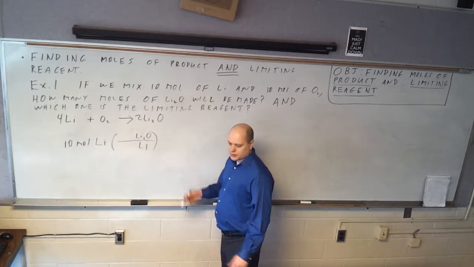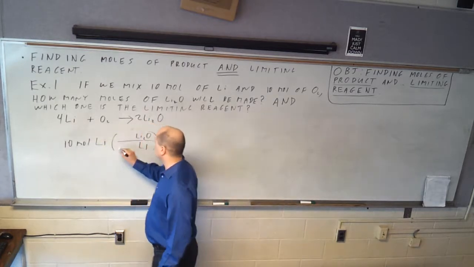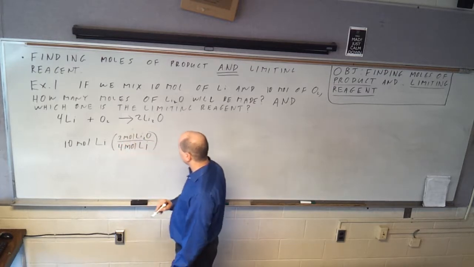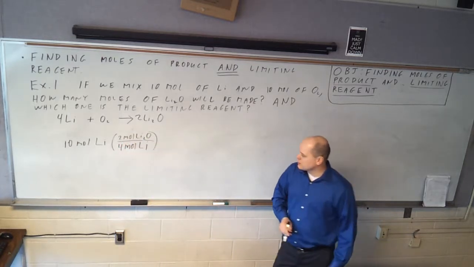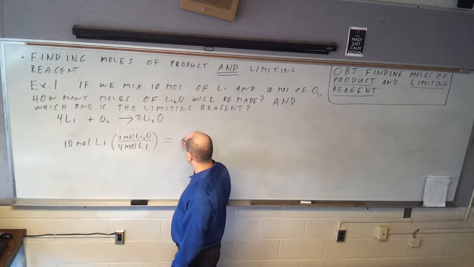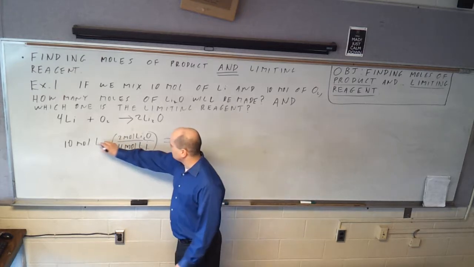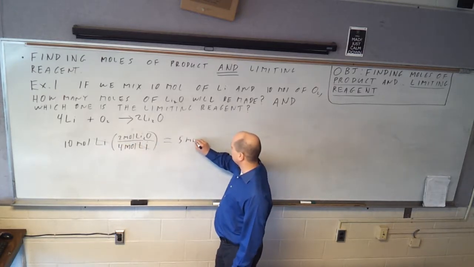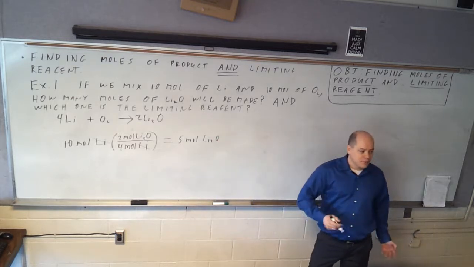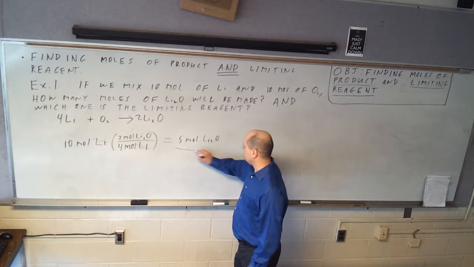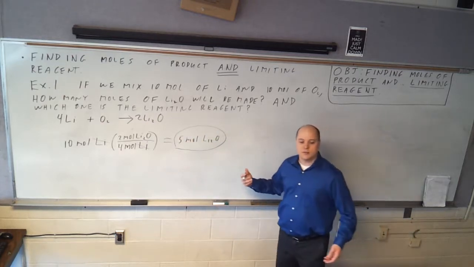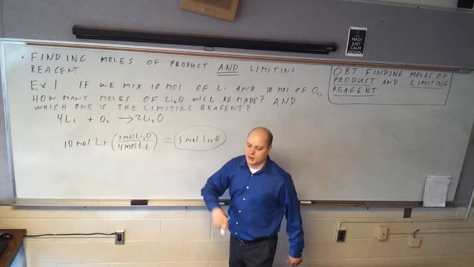And now we just plug in the numbers from here, 4 moles and 2 moles. So this is 10 times 2 over 4. That's going to end up being 5. These go away. So this is 5 moles of Li2O. What this tells us is we have enough lithium to make 5 moles of lithium oxide. Now we have to see, do we have enough oxygen to make that much? So we're going to do the same process with oxygen.